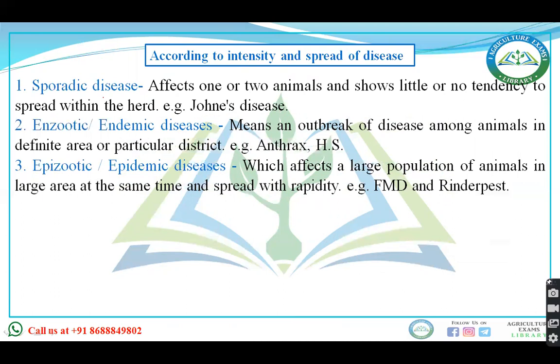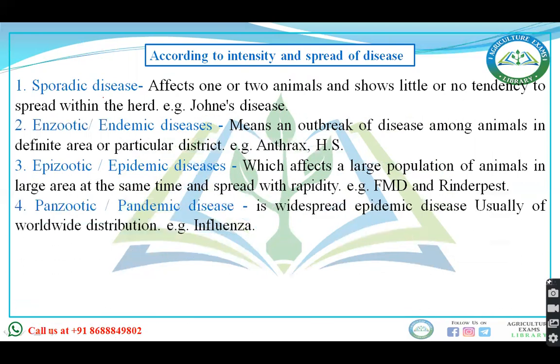When you talk about the endemic, now there are 3 terms: endemic, epidemic, pandemic. You must have been hearing the word pandemic nowadays, due to COVID. Okay, endemic disease means it breaks out in a particular area, like anthrax, HS. Epidemic disease means it affects a large population, like FMD, rinderpest. And pandemic, it spreads worldwide, like influenza. And just now you're going through corona, that is pandemic. Okay, have you understood the difference between the endemic, epidemic, and pandemic?